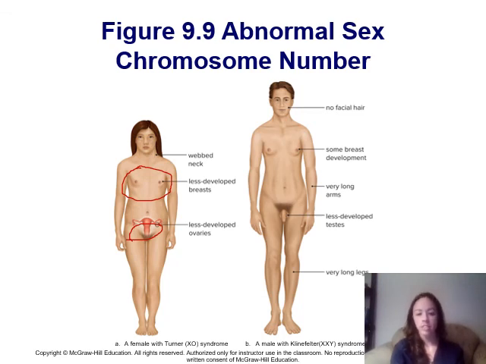The guy on the left-hand side has Klinefelter syndrome, since he will have 1 extra sex chromosome. However, the sex chromosome will turn into a bar body. This person will still be male, but will have less developed testes, no facial hair, some breasts, and will have very long arms and legs.